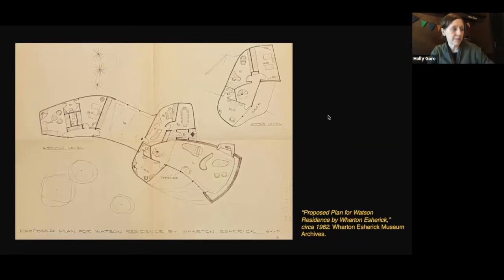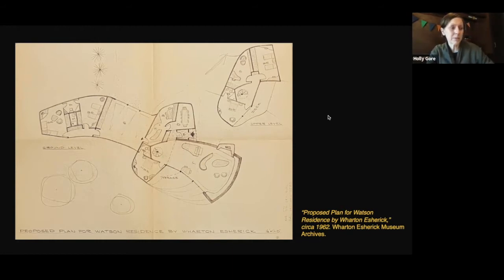Wharton Esherick met Michael Watson around 1961. He was introduced by Franz Wildenhain, the noted ceramist, who was a great friend of Esherick's and also a neighbor of Watson's. Michael Watson was an MD. He was a third generation patron of the arts, an amateur woodworker, and a huge admirer of Esherick.